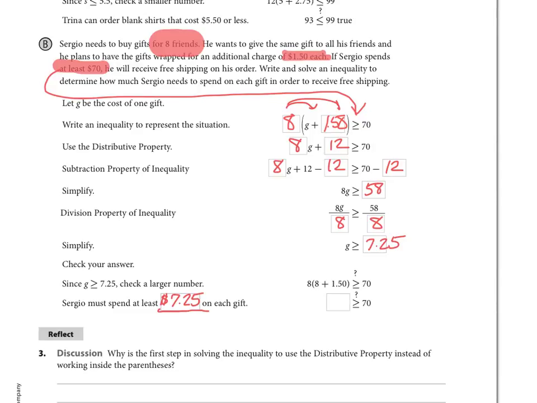So they give you another example here where they say, okay, what if the gifts cost $8? Am I going to get free shipping? And the answer would be yes, because it costs at least $7.25. It's actually more than that. So yeah, I'm going to get free shipping. Questions here?